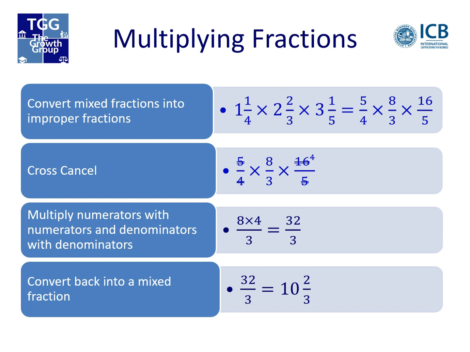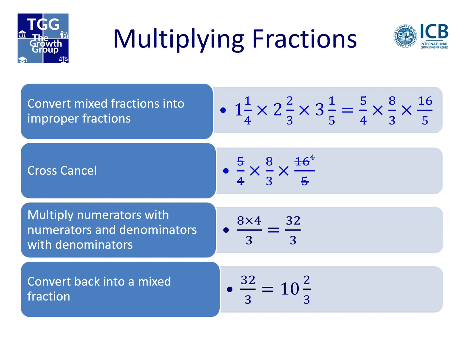Next thing we do is we cross cancel. So 5 goes into 5 and we can just cancel those. It's a 1 and a 1. 4 goes into itself once. It goes into 16 4 times. So what do we have left at the top? 8 times 4, and at the bottom we only have a 3 left.